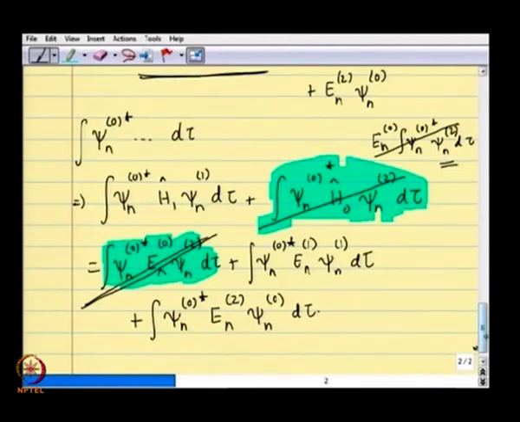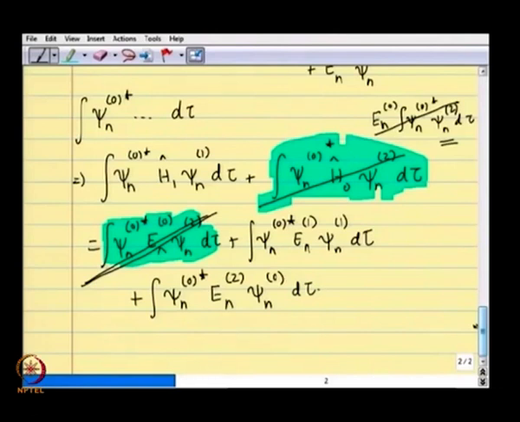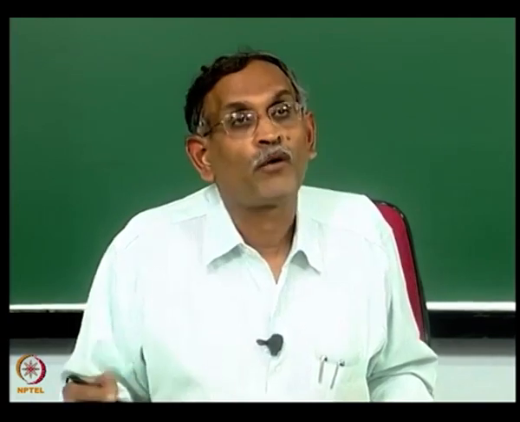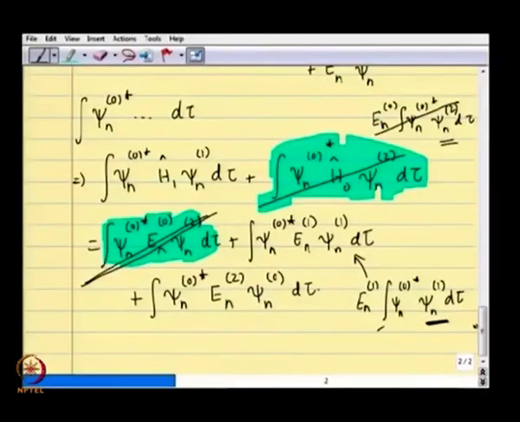So what is left over is the integral psi n 0 star H1 psi n 1, and on the right hand side we have a couple of terms. We have E n 1, which is the first order correction, a constant. Therefore, this term can be written as E n 1 times the integral psi n 0 star psi n 1 d tau. Now, recall how we defined psi n 1. We defined psi n 1 such that it does not contain the psi n 0. It has linear combinations of all the wave functions other than this one. Therefore, no matter how many terms you expand, this integral will be 0. Therefore, there is no correction.